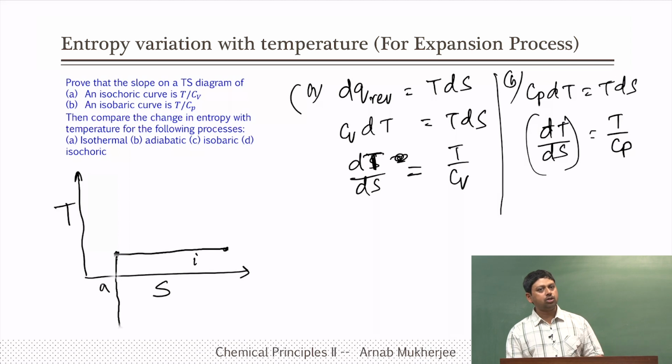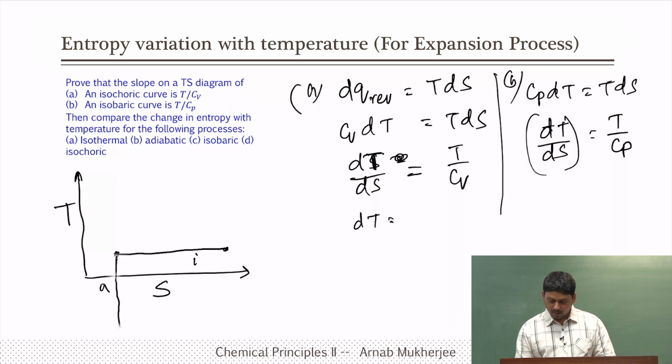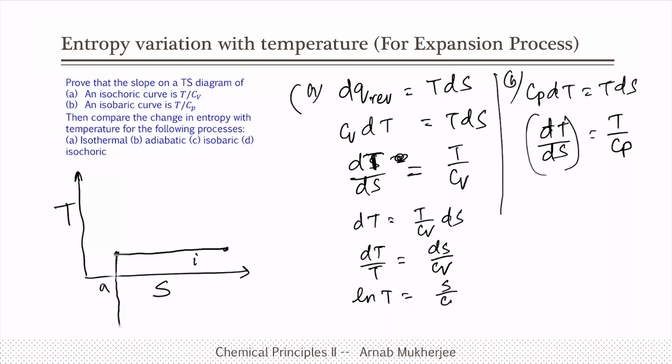How does it change in an isochoric and isobaric process? For that, we need to take the help of this one. So, dT equals T by Cv ds, or dT by T equals ds by Cv. So, ln T is S by Cv. So, T is e to the power S by Cv. So, temperature goes as e to the power S by Cv in the isochoric process. Similarly, temperature will be e to the power S by Cp in the isobaric process.